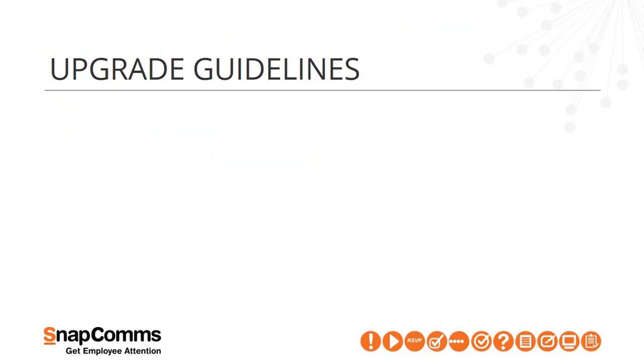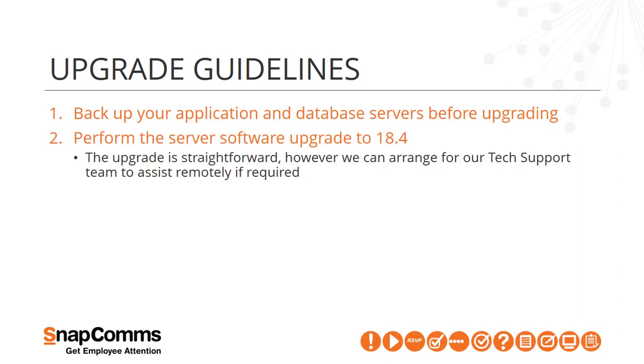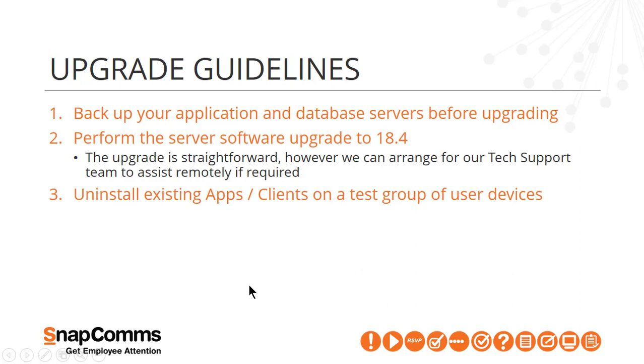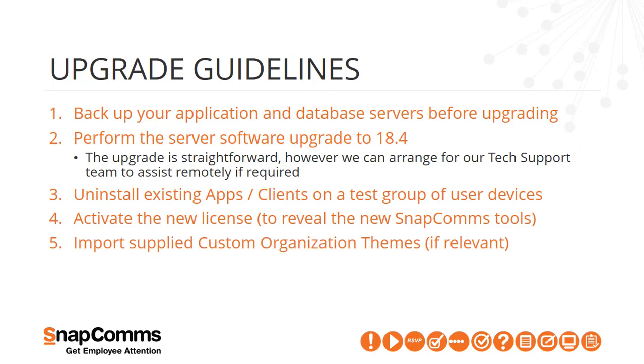Let's look at our upgrade guidelines. Step 1 would be to back up your application and database servers. Then perform the server software upgrade to 18.4. The upgrade is a straightforward process. However, we can arrange for our tech support team to assist remotely if required. Uninstall the existing apps or clients on a test group of user devices. Activate the new server license. This will reveal the new Snapcoms tools. Import the supplied custom organization themes if relevant.